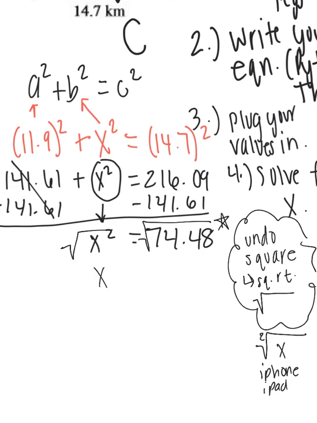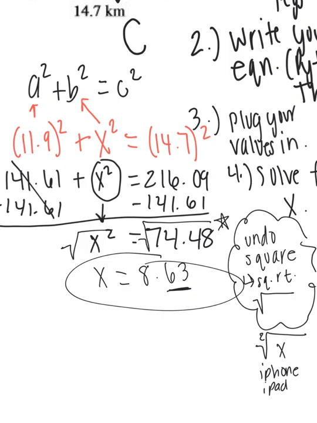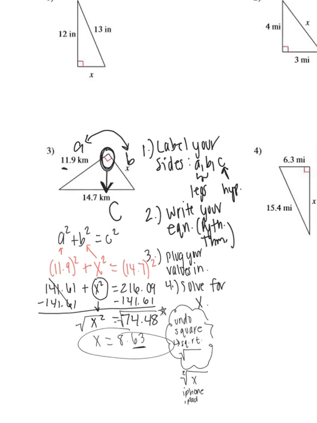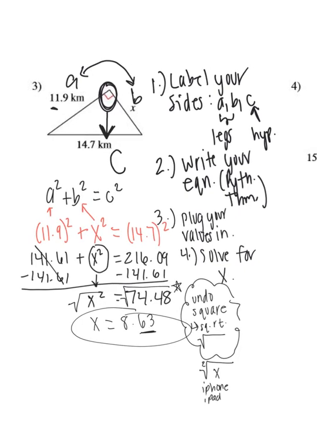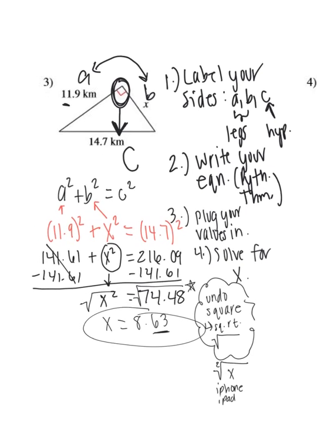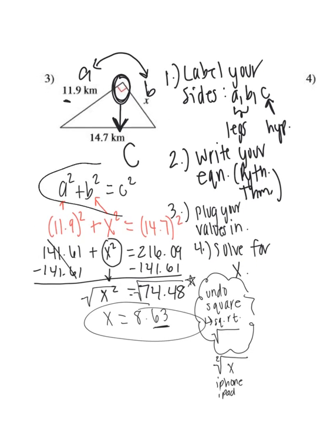So I get that x equals 8.63. And you guys can just stop at 2 decimal points. So that's my final answer. Okay, so that might seem like a lot right now. That's going to end up seeming very simple once you are comfortable with this equation.